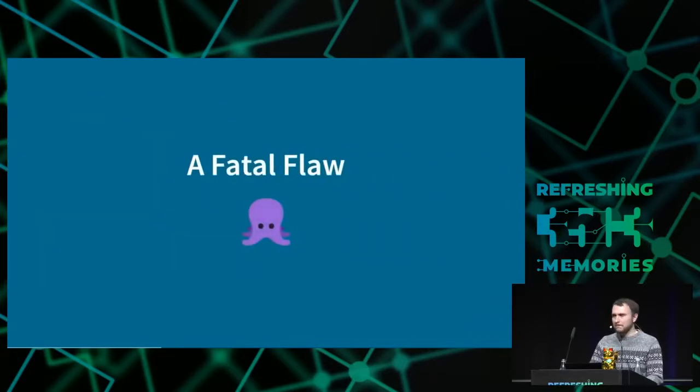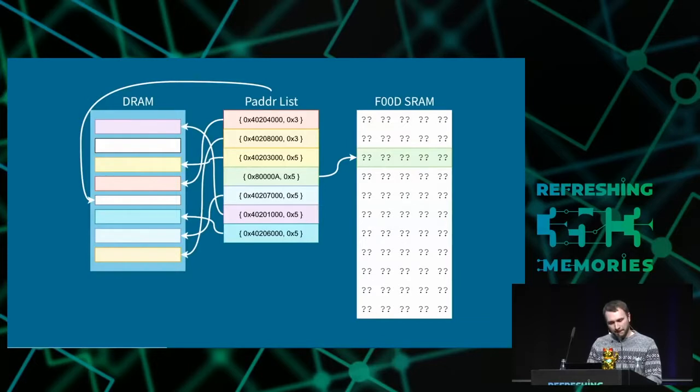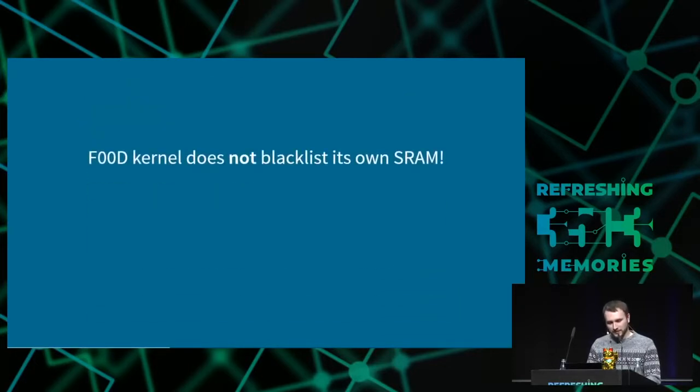There's a problem though. If we go back to this model here, and we can see that all the data is backed in DRAM, what happens if we modify one of these p-adder list entries to point to the FUD private memory? Well, as it turns out, FUD does not blacklist its own private memory. Useful, maybe.